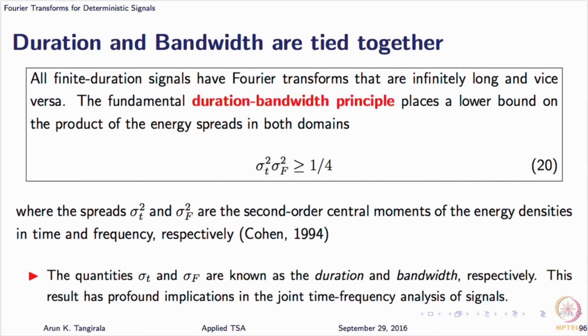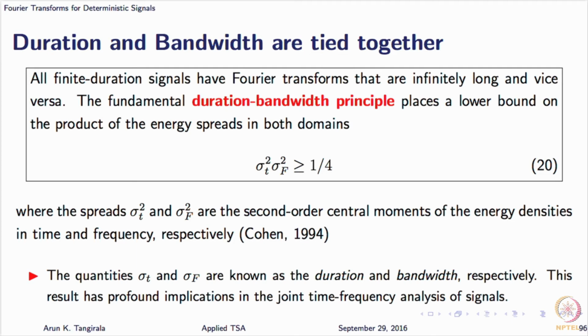This is a fundamental result in time and frequency analysis, which is also known as the uncertainty principle for signal analysis. Although there is nothing uncertain here, there is no randomness or probability here. The only reason why this is known as the uncertainty principle in signal analysis is because of its striking similarity with some other result that you see in physics. What is that?